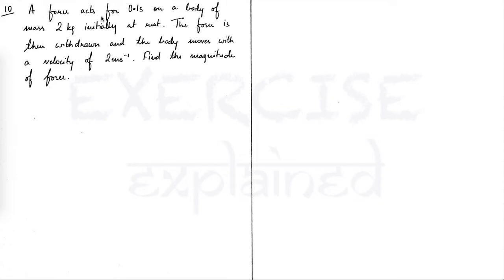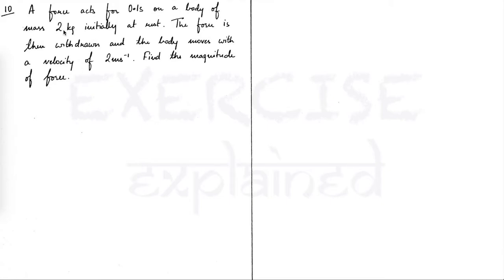A force acts for 10 seconds on a body of mass 2 kg initially at rest. So it is given that the body was initially at rest. The force is then withdrawn and the body moves with a velocity of 2 meter per second. So when the force is withdrawn, it moves with a velocity of 2 meter per second. Find the magnitude of force.